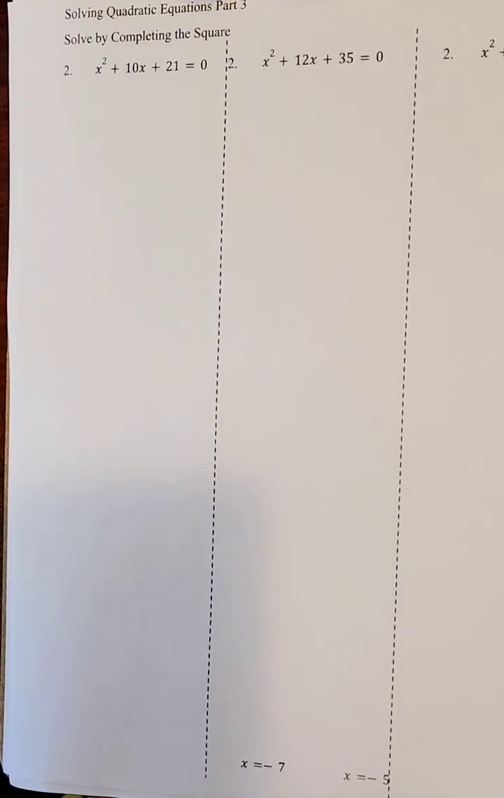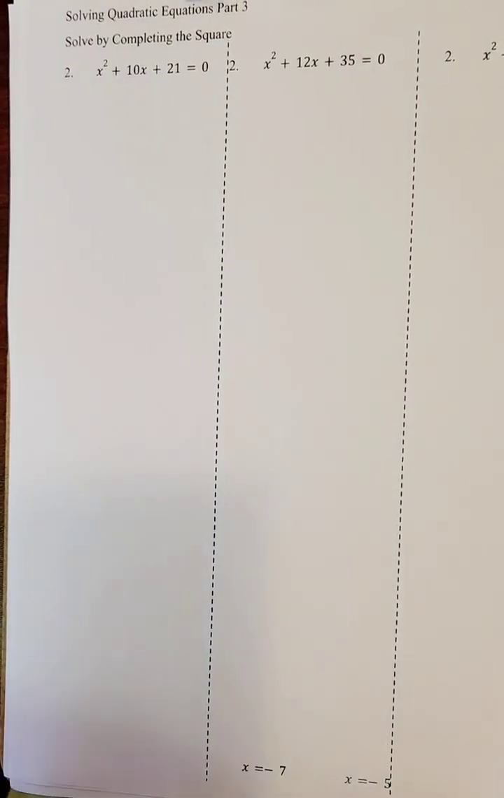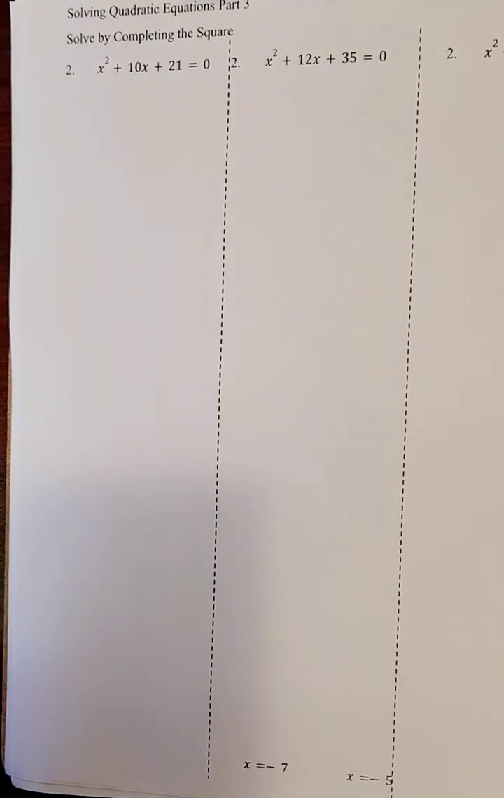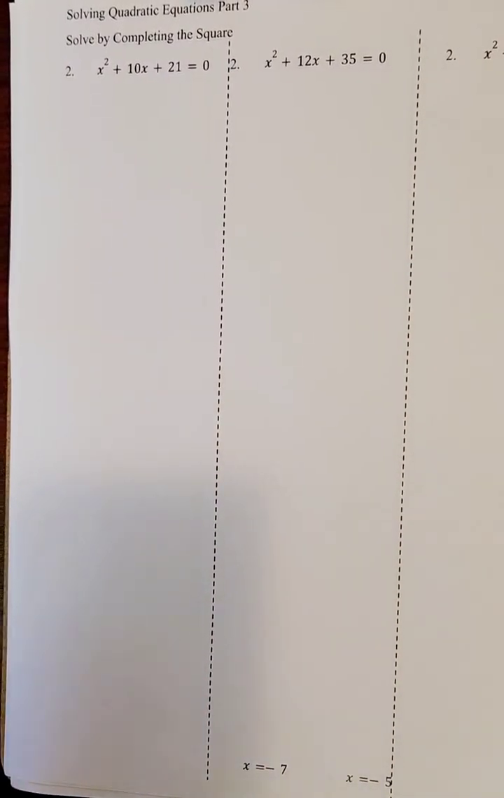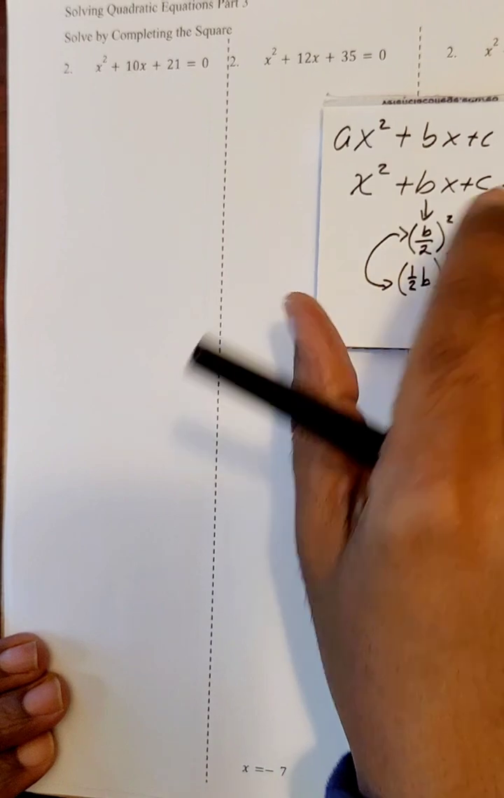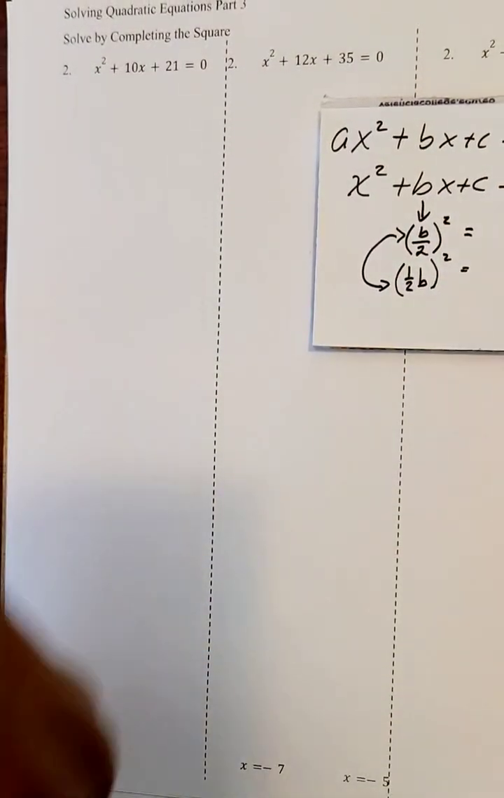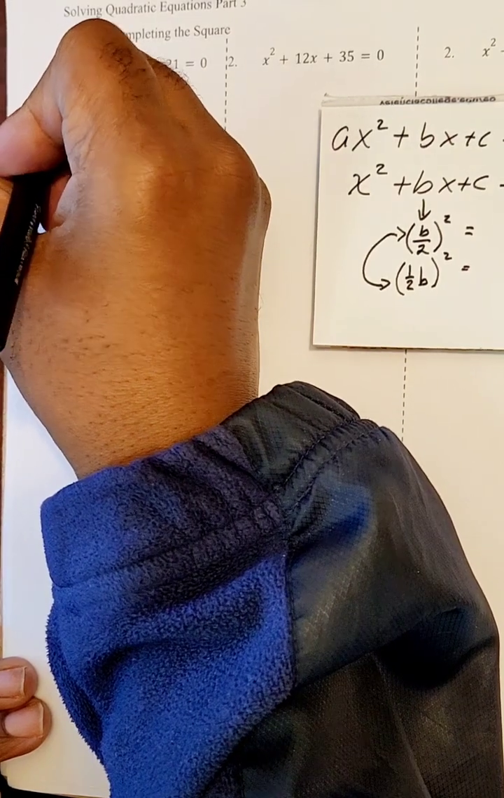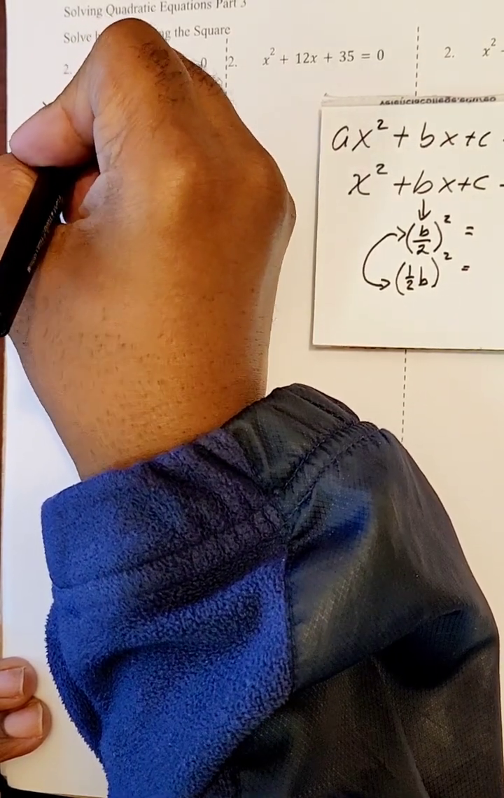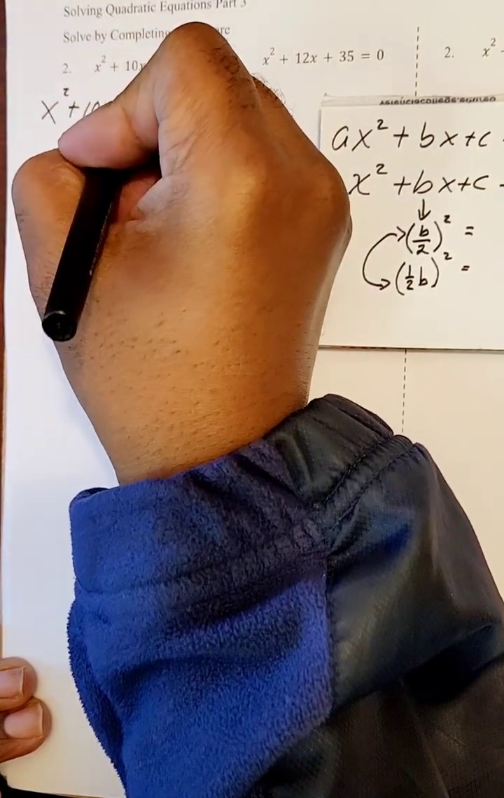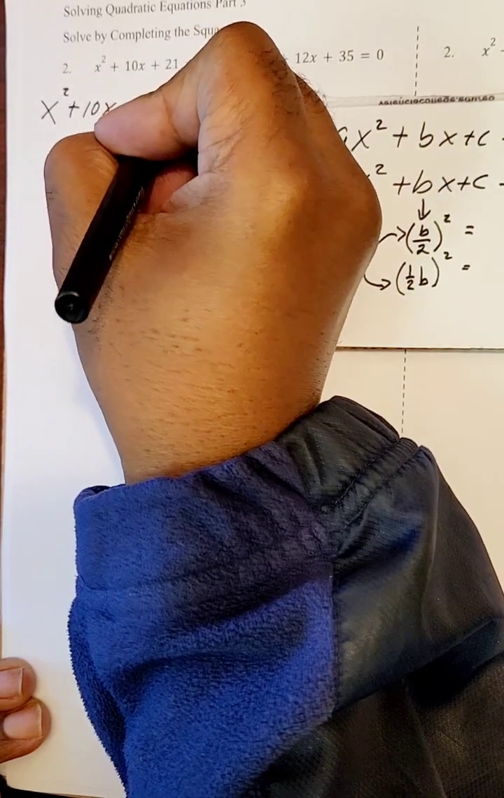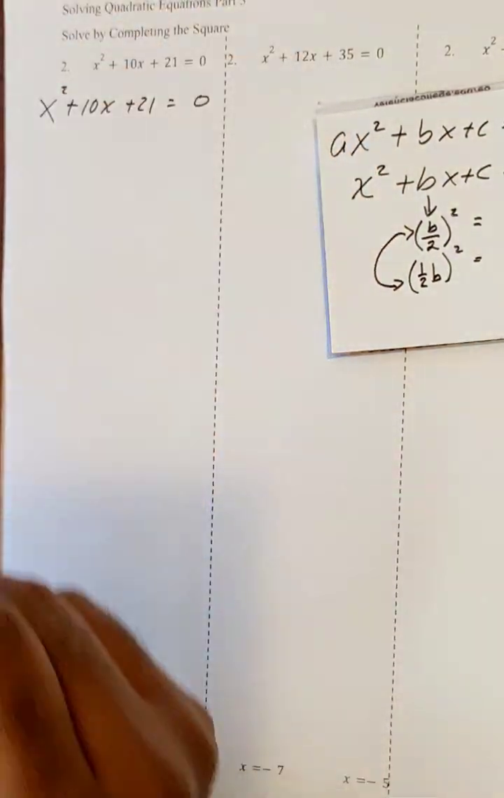Solving quadratic equations by completing the square. Okay, once again, we're going to use this process here of taking this to complete the square. So let's have our problem: x squared plus 10x plus 21 equals 0.